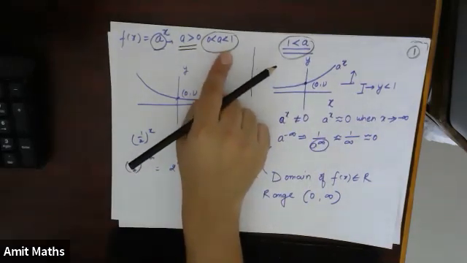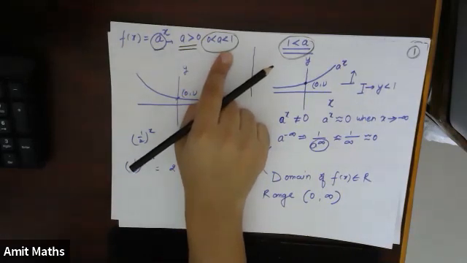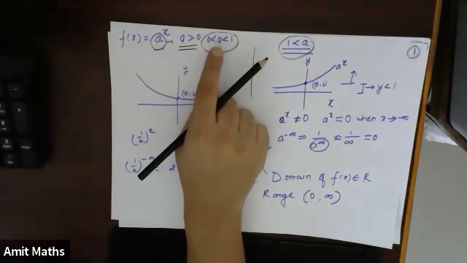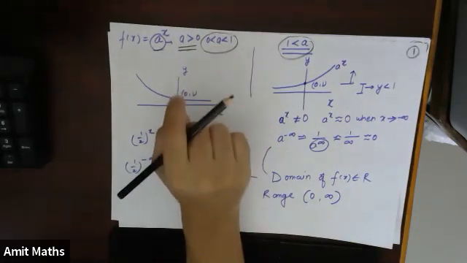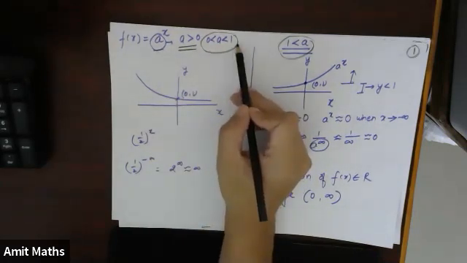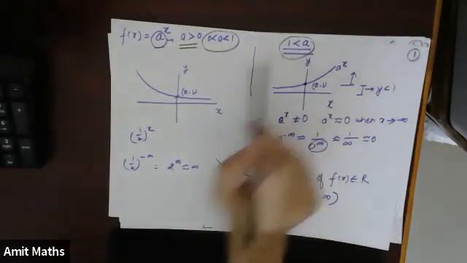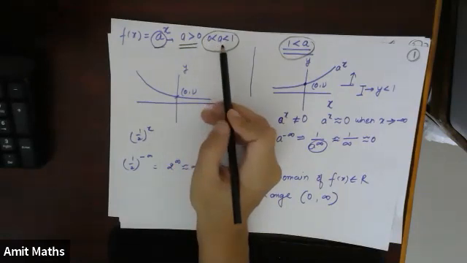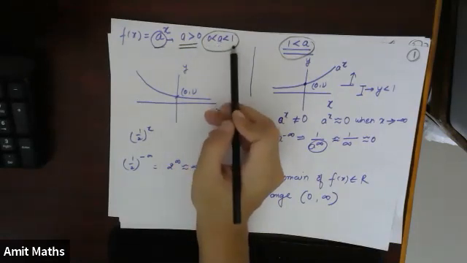Now, don't ask, sir, what will happen if a is equal to 1. If a is equal to 1, no matter what power you take, it will always be equal to 1. 1 to the power 1 is 1, 1 to the power 2 is 1, and so on. That is why I am not taking a equal to 1. So a is greater than 1, and the other part in which a is greater than 0 and less than 1.